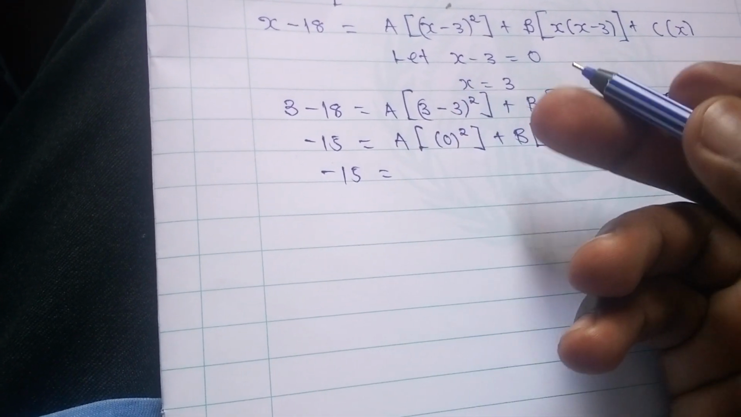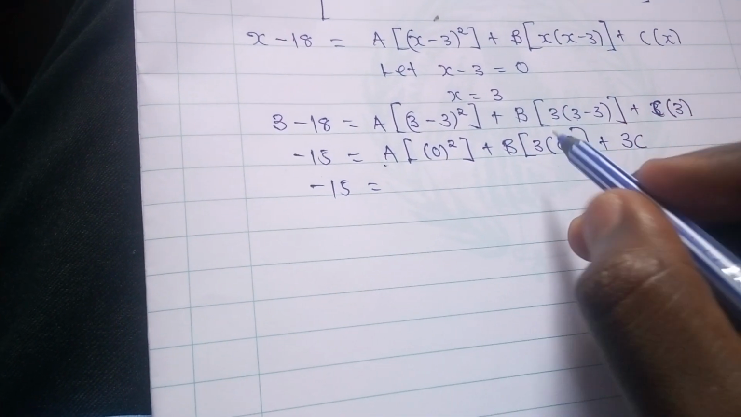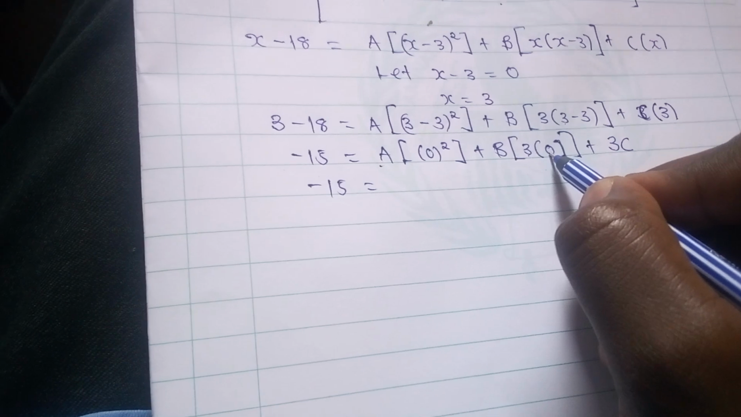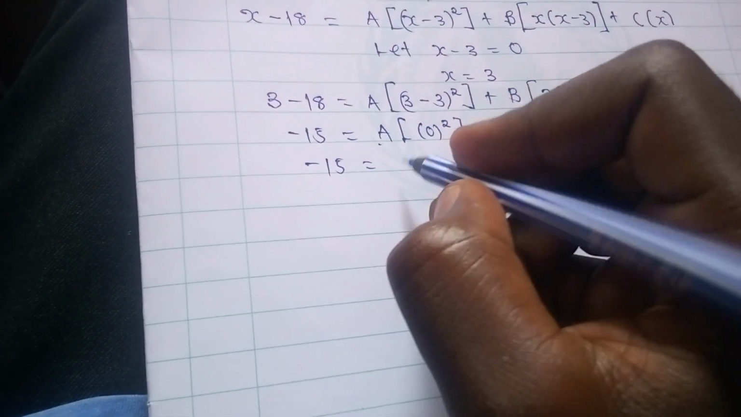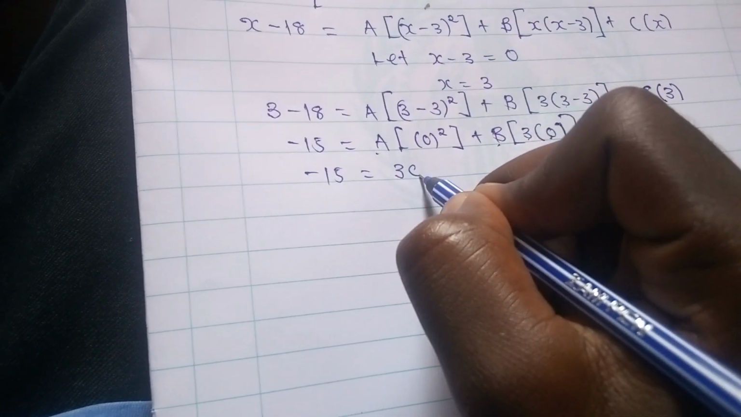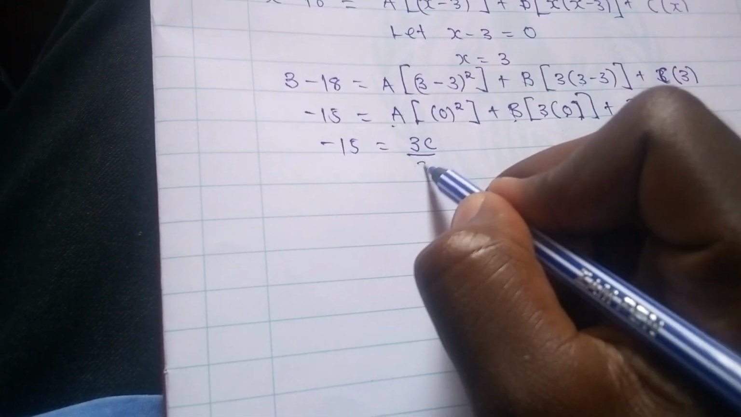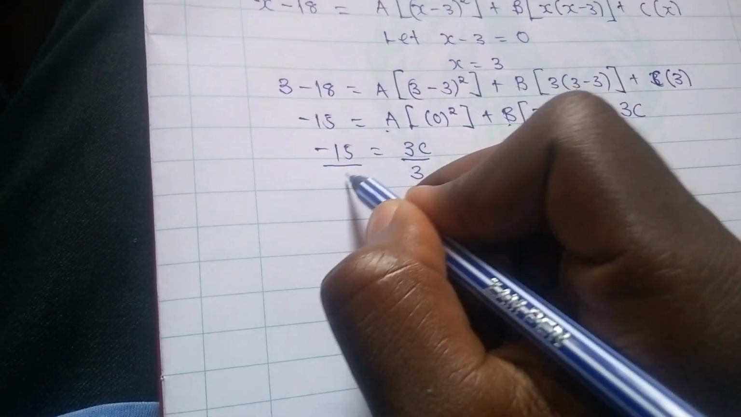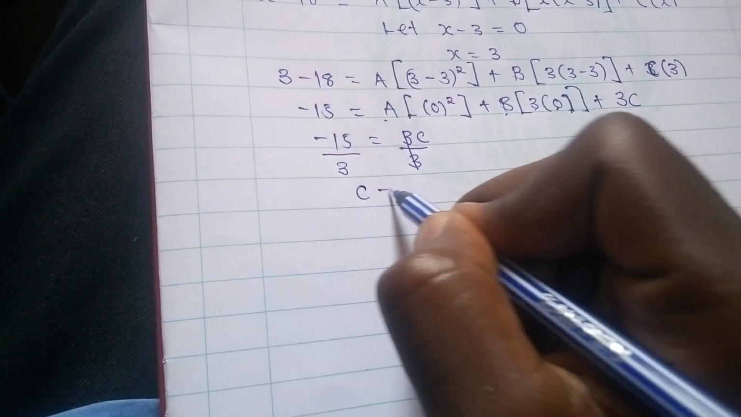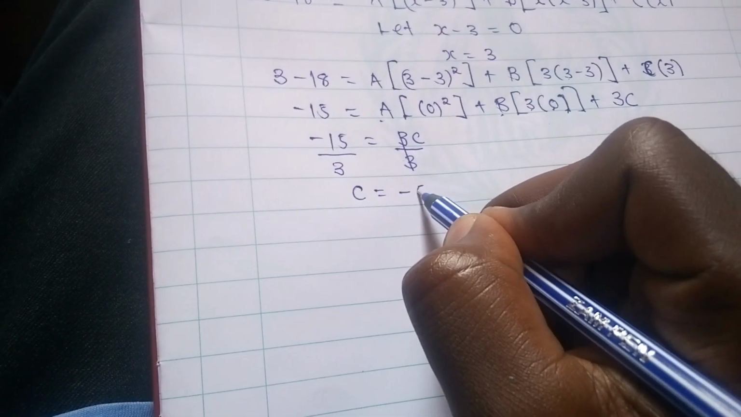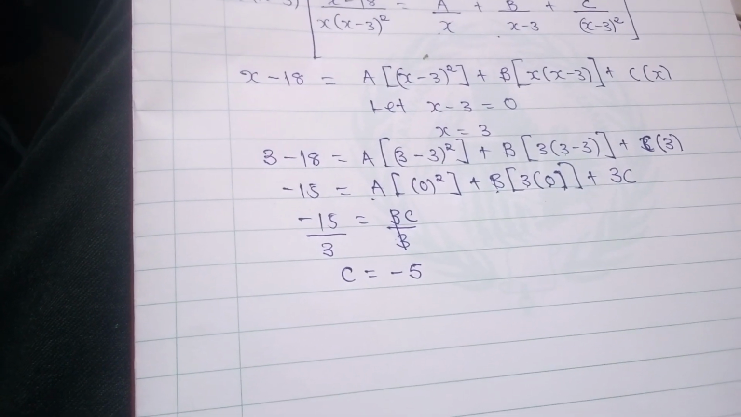So 0 to the power 2 is 0, 0 times A is 0, so this one has gone. Also 3 times 0 is 0, 0 times B is 0, so you're going to remain with 3C. So you divide both sides by 3, and we are going to get C is equal to negative 5. So that is the value of C.